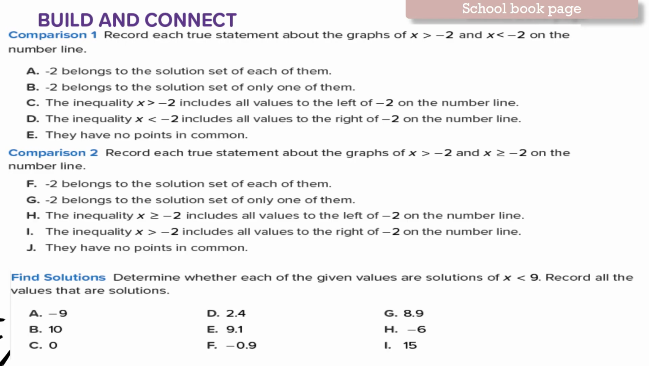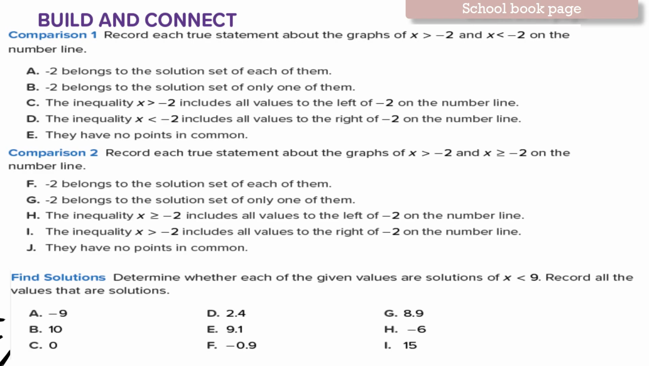Now let's try to solve the next comparisons. In the first comparison, we want to record each true statement about the graphs of x is greater than -2 and x is smaller than -2. First, in A, -2 belongs to the solution set of each of them. This is not correct because -2 is not included in both inequalities. B, -2 belongs to the solution set of only one of them. Again, this is not correct. We just say that -2 is not included in either of the two inequalities.